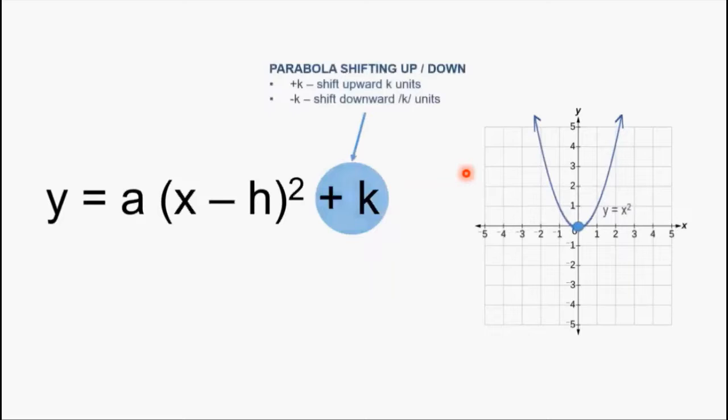Next naman natin, ang k ang nagsasabi sa atin kung ang parabola ba ay nagmo-move pataas or pababa mula sa ating origin. Positive k, magmo-move siya upward k units. Negative k naman, magmo-move siya downward in the absolute value of k units. So, pansinin ulit natin itong ating illustration dito from our reference parabola, which is y is equal to x squared.